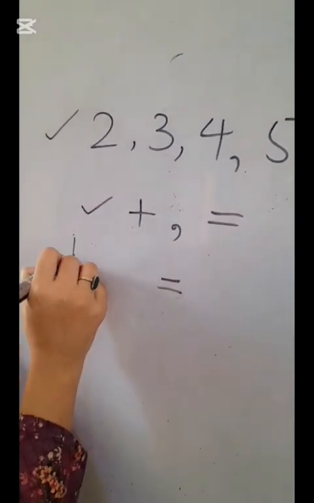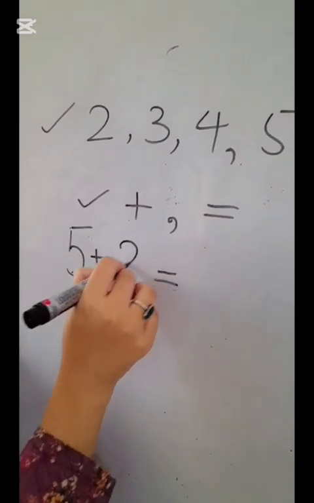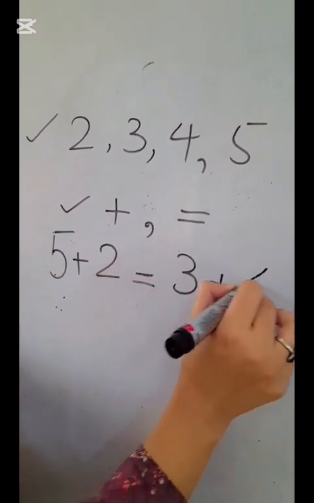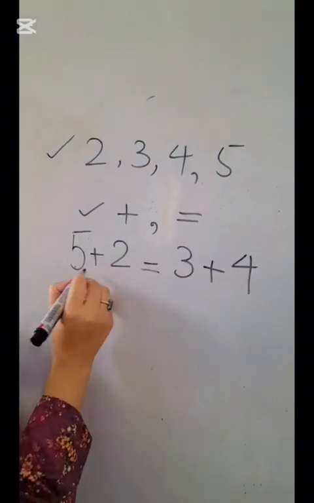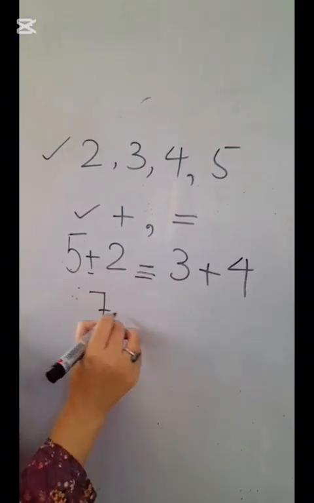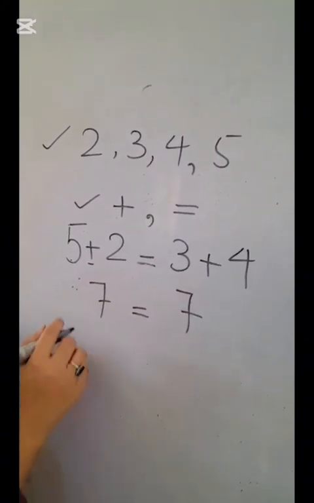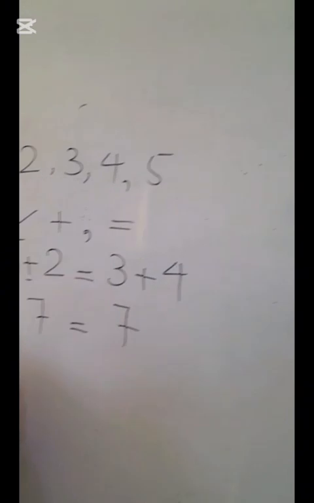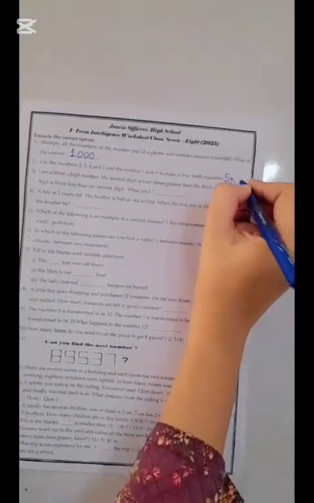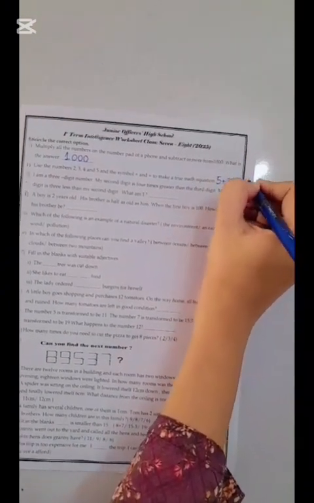So we can use it like this: 5 plus 2 equals 3 plus 4. You can see we have used all the numbers and both the symbols, and now it has become a true math equation because both left hand side and right hand side are equal. So this is the answer of blank number 2: 5 plus 2 equals 3 plus 4.